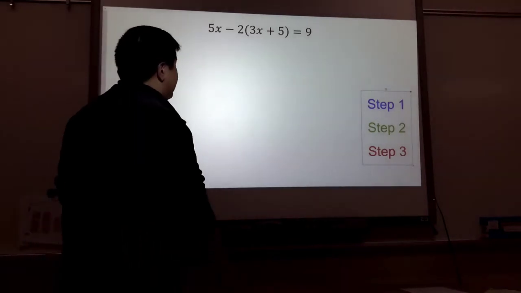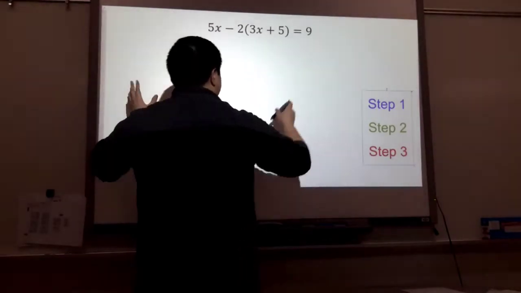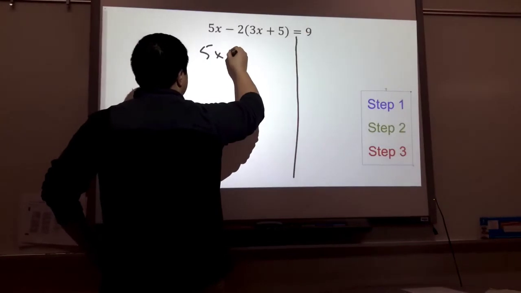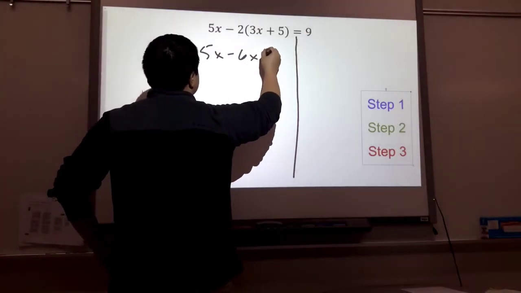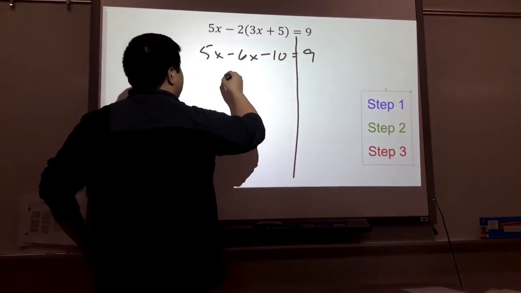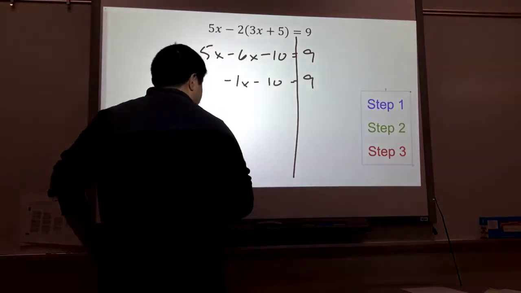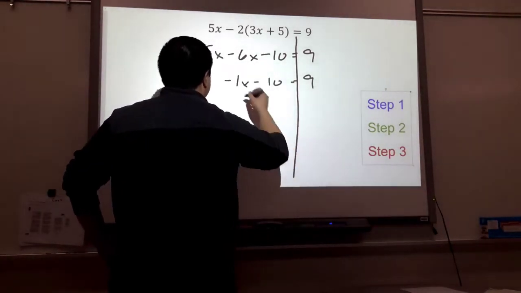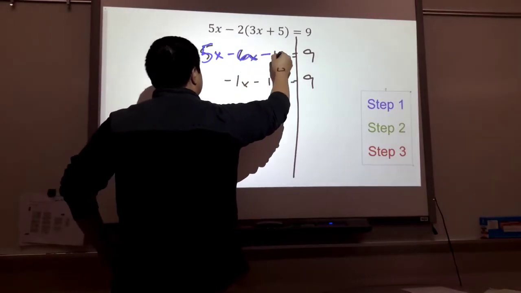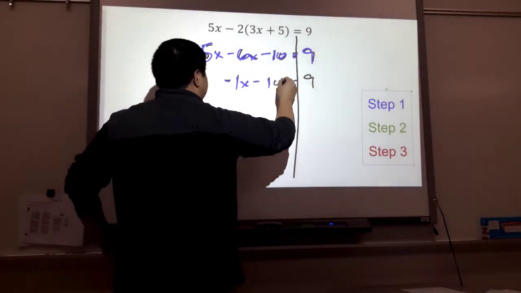This next problem, again, we need to simplify both sides of the equation. The left-hand side is the side that needs simplifying. So we get 5x, we distribute, we get negative 6x minus 10 equals 9. We can combine like terms, we get negative 1x minus 10 equals 9. Excuse me, that's all step 1, but should have been done in blue. So, once we have done that, both sides are fully simplified.